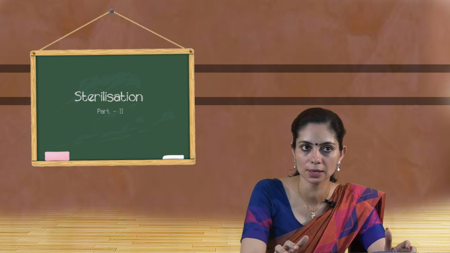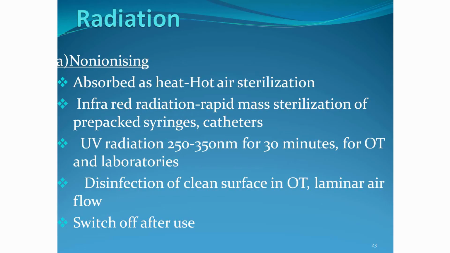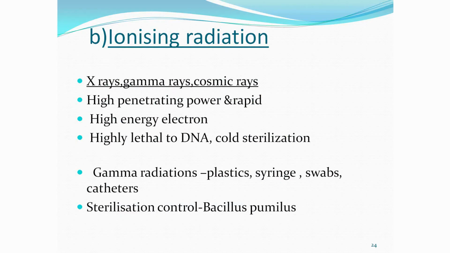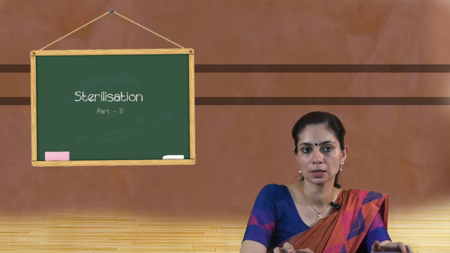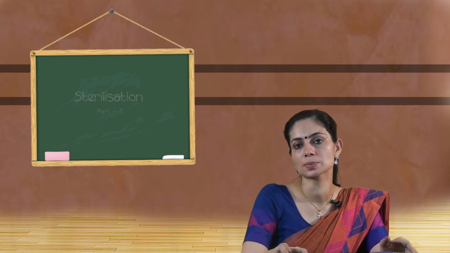The last method for sterilization is radiation. We have two types of radiation, non-ionizing radiation and ionizing radiation. Non-ionizing radiation, for example UV radiation, is used for mass sterilization of pre-packed syringes and catheters. Then we have ionizing radiation like X-rays, gamma rays, cosmic rays. Ionizing radiation has high penetrating power and is rapid, so it is highly lethal to DNA, therefore it is called cold sterilization. Gamma radiation is mainly used for plastic, syringes, swabs and catheters.